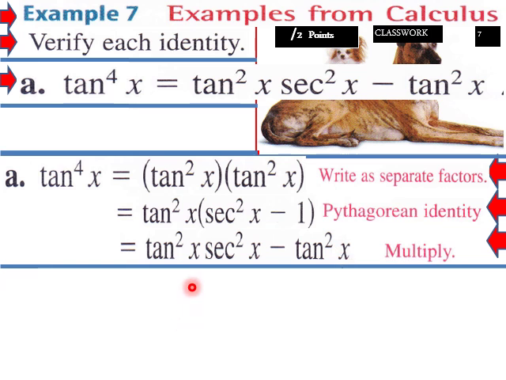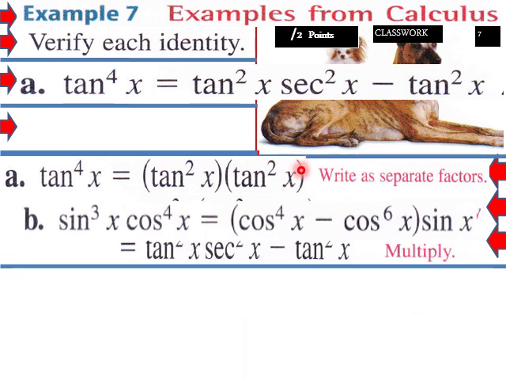So tan squared x multiplied now by secant squared x minus tan squared x. We get that, so that is what this would simplify into. So tan to the 4th x equals this. When you break it down, use a Pythagorean identity, and put it back together again, you end up equaling this. So tan to the 4th x does indeed equal that.